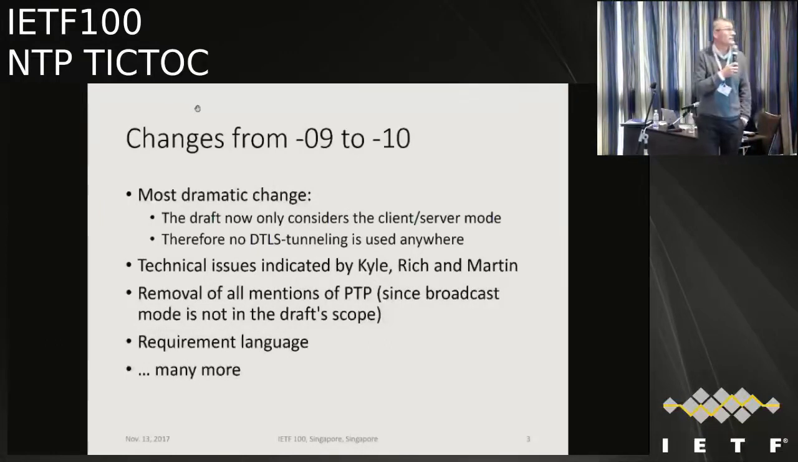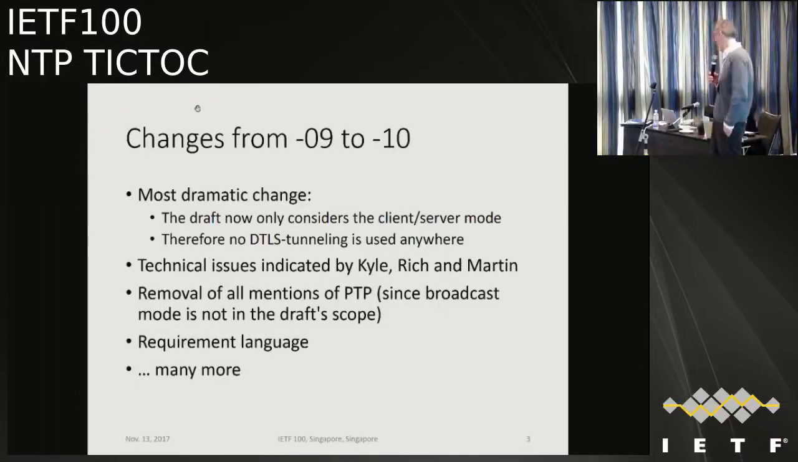The most dramatic changes from version 9 to 10 are that we removed everything which is not client-server mode. So the draft does not contain symmetric mode, does not contain control messages, and therefore there is no DTLS tunneling. That was one of the major problems in the last version of the draft, and we didn't get an agreement, which I personally find quite a pity. There have been some technical issues indicated by Kyle, Rich, and Martin, which are more or less resolved. We removed the mentions of PTP because we do not consider broadcast mode. And there has also been adjustments of the requirement language.